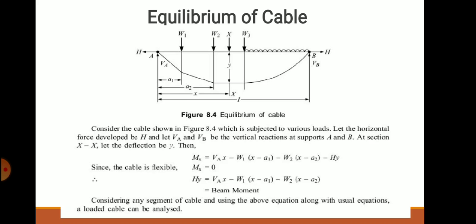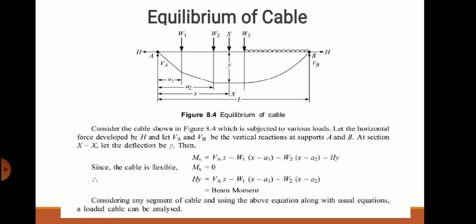Coming to the equilibrium of a cable. Always, whatever structure comes in civil engineering should be in equilibrium. It may be static or dynamic, but the structure should be in equilibrium. Similarly, a cable, whether it is a suspended cable, should be in an equilibrium condition.